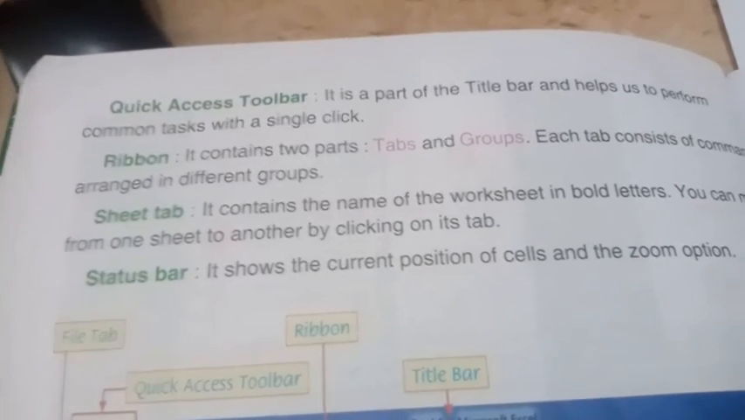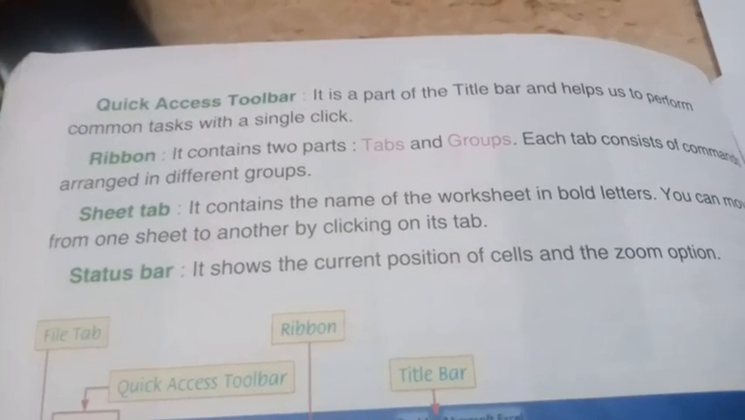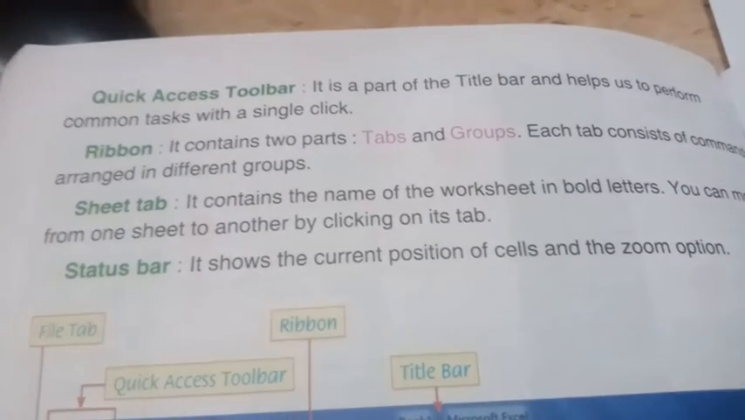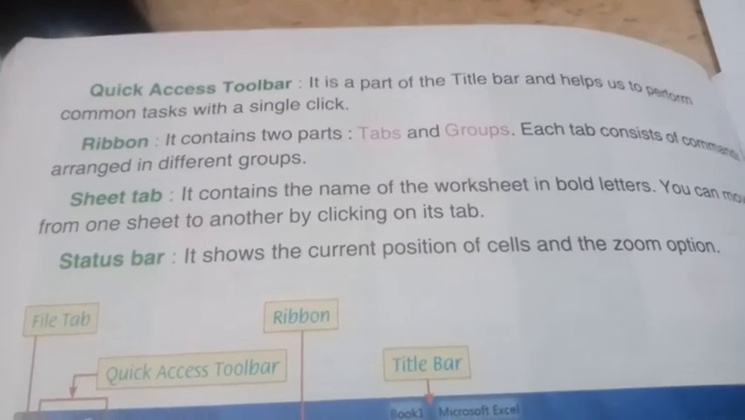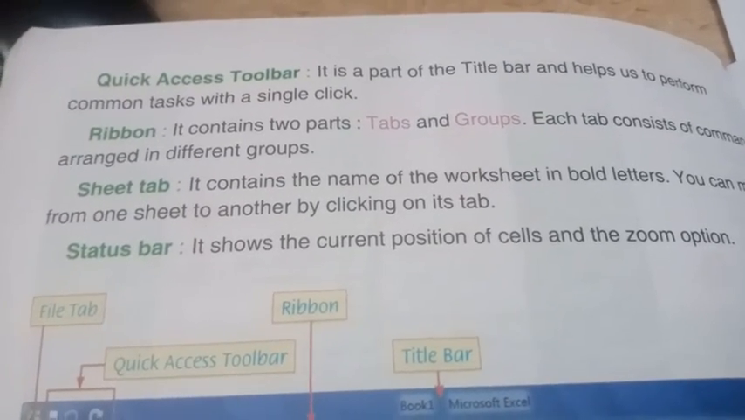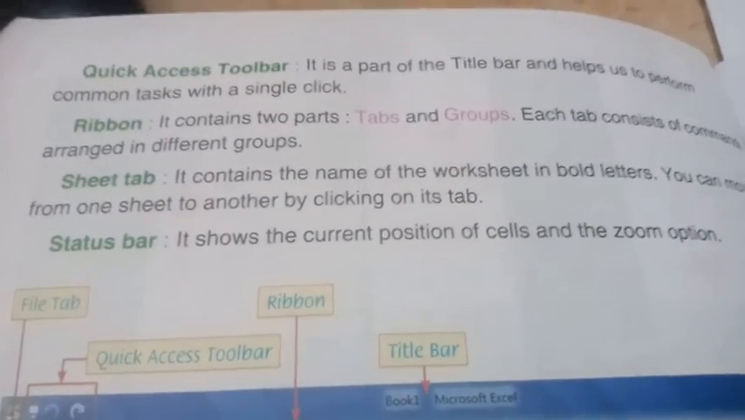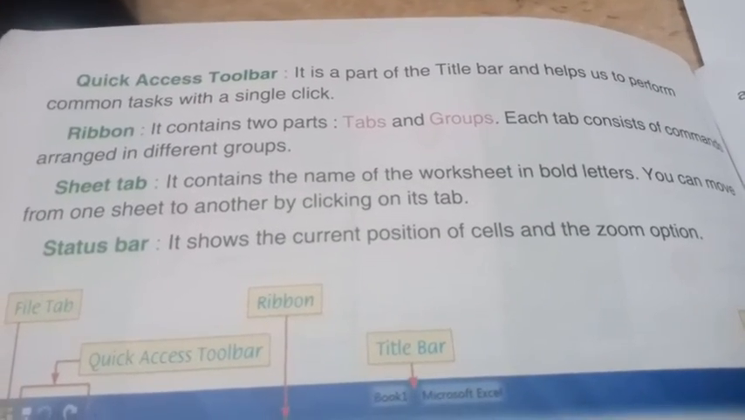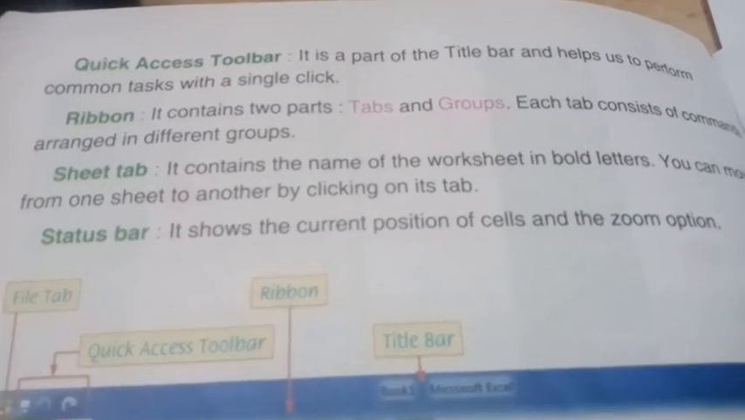Now we are moving on next. This is about the quick access toolbar. If you need to reach any option quickly, you use the quick access toolbar. It is a part of the title bar and helps us perform common tasks with a single click. If you need to save any file, you click on the quick access toolbar and quickly save it. So if you need to use an option quickly, you use the quick access toolbar.